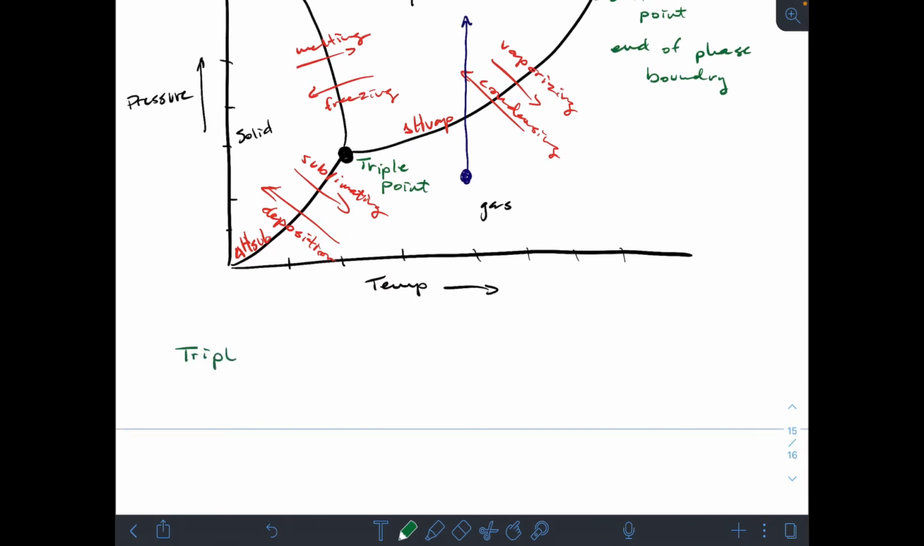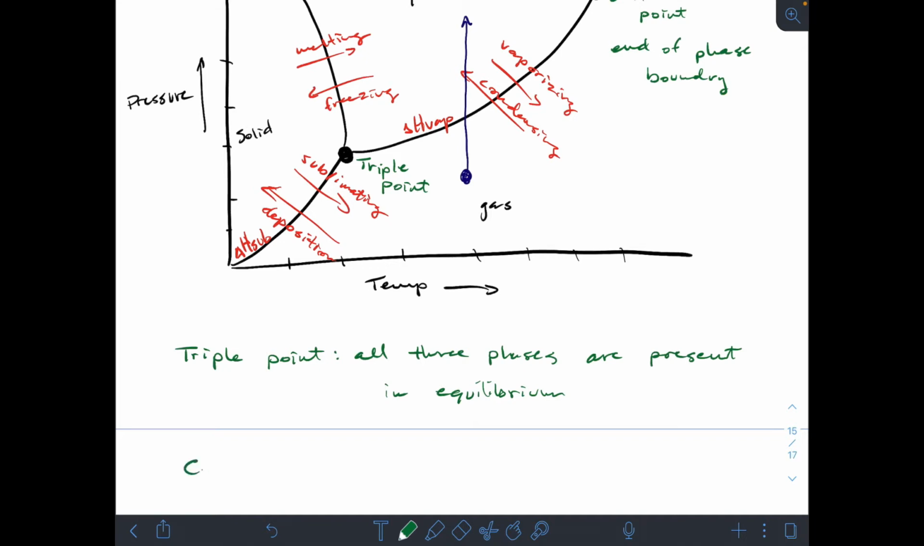At the triple point, all three phases are present at the same time, in equilibrium. So we literally have solid, liquid, and gas all present in equilibrium at the same time at the triple point. That precise temperature, that precise pressure will have all three phases there.